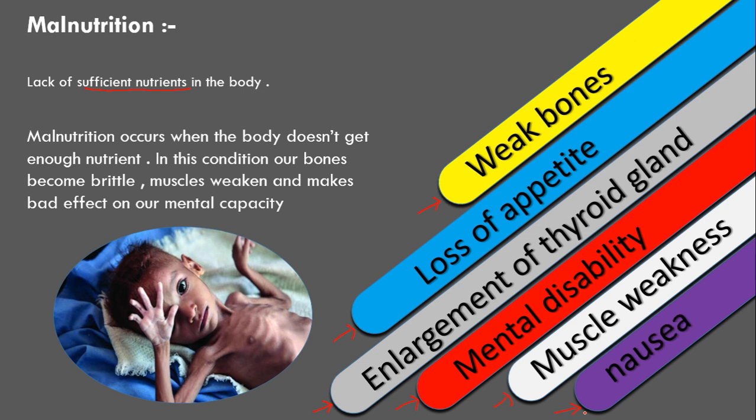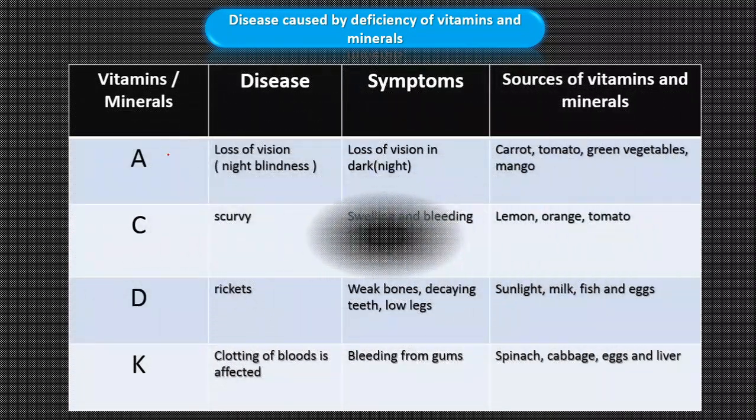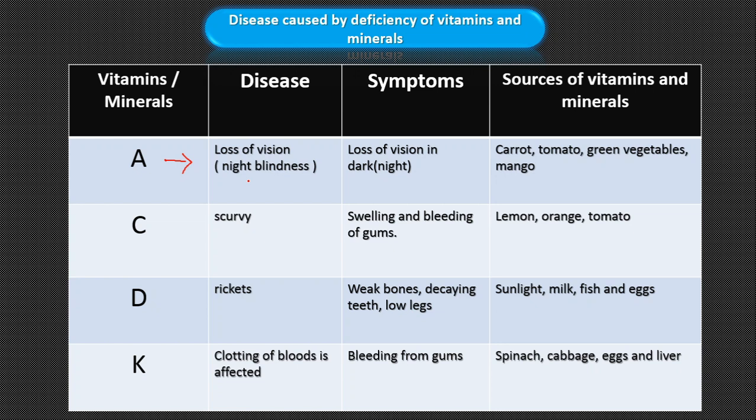And now, here are some diseases caused by deficiency of vitamins and minerals. Lack of vitamin A causes night blindness. The symptom is loss of vision in the dark, and good sources of vitamin A are carrot, tomato, green vegetables, and mango. Lack of vitamin C causes scurvy. Swelling and bleeding of gums are the symptoms. And good sources of vitamin C are lemon, orange, and tomato.